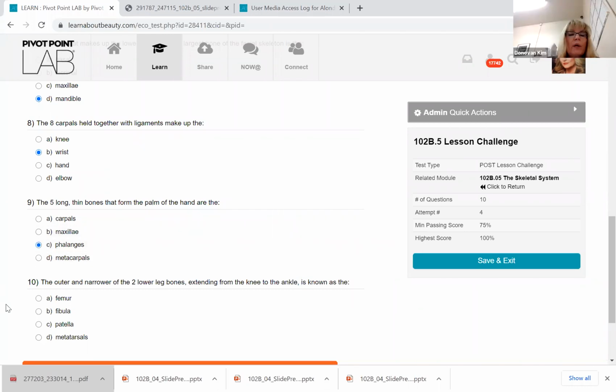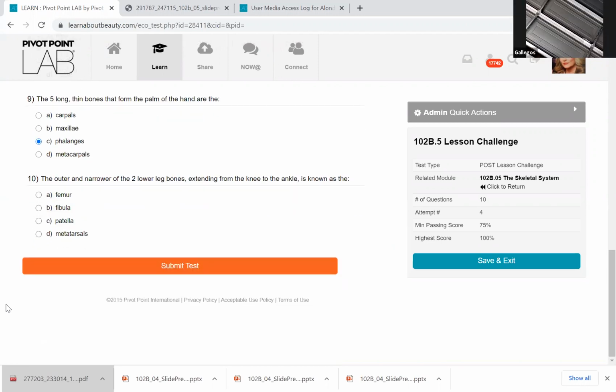And we'll go with Ruben. The outer and narrower of the 2 leg bones extending from the knee to the ankle is which one? What are the options? Femur, fibula, patella, or metatarsals? I want to say patella. At your knee. Oh yeah, the B. Okay. I know there's a couple of them that were wrong.